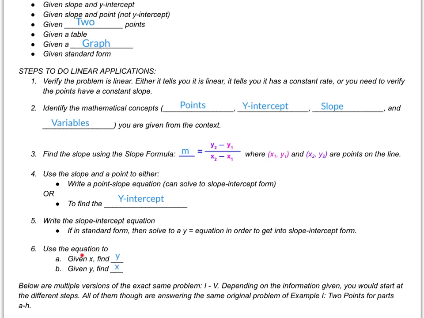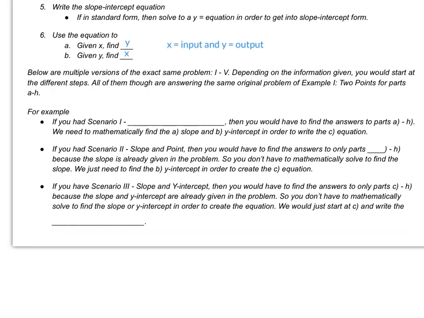Now sometimes they're not the x and the y, they might be a and b, or whatever letters you're using, but x is your input, and y is your output. So these are the steps to solve any linear problem. Below are multiple versions of the exact same problem. Scenario 1 through scenario 5, I through V in Roman numerals. Depending on the information you're given, it tells you where you start at the different steps. All of them are answering the same original problem.